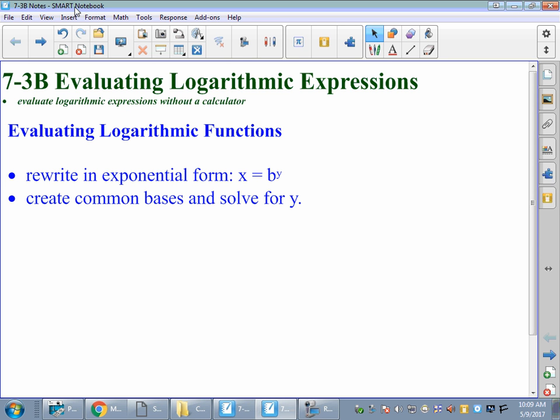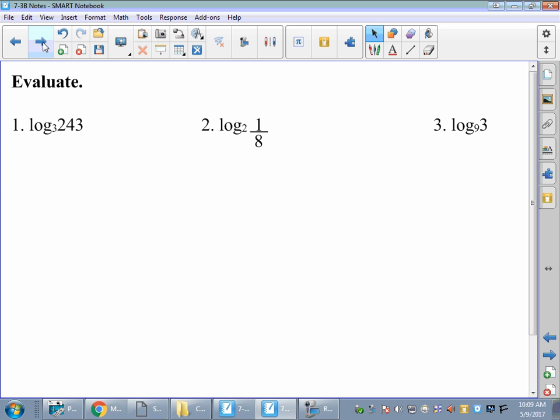So evaluate means give me a number that it equals, find out the value. It's not really an equation. We can write it as an equation. That's one of the techniques really, making an equation out of the exponential form of the logarithm. And so we're going to use our strategies of solving exponential equations where we get the common bases equal to each other, just for logarithms instead of exponentials.